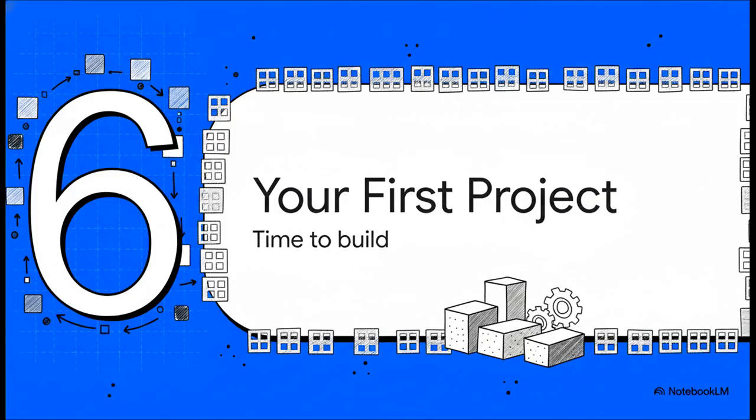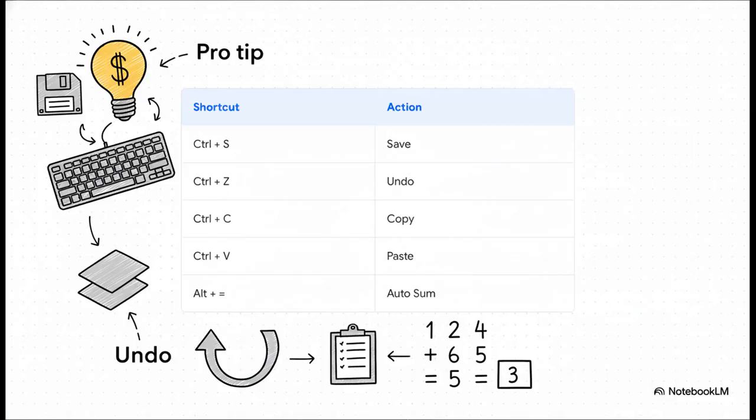All right, you've seen the theory, you've met the tools. Now it's time to roll up our sleeves and put it all into practice with your very first Excel project. It is time to build. But before you dive in, let me give you a quick pro tip. Seriously, learning just a few keyboard shortcuts will make you feel like a wizard. I'd start with these essential ones: save, undo, copy, paste, and my personal favorite, AutoSum, which literally creates a sum formula for you with one key press.